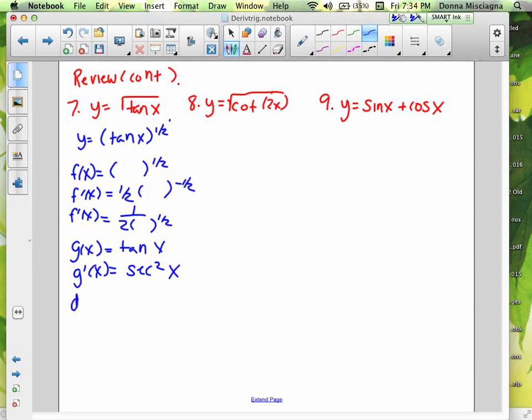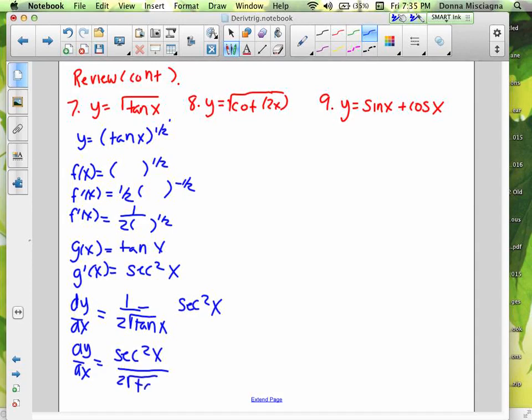So dy dx is 1/2, and in the parentheses should go tangent. I'm going to write that as square root instead of the 1/2. So 1/2 times the square root of tangent x, and then times secant squared x, and let's combine that and make that one fraction. Dy dx is secant squared x over 2 square root of tangent x. And there it is. Okay.